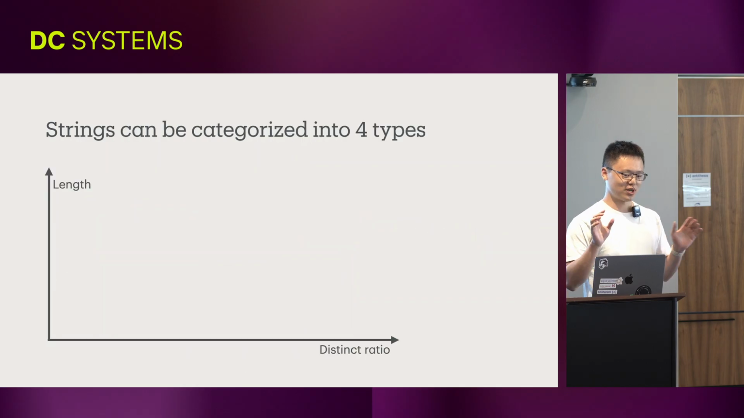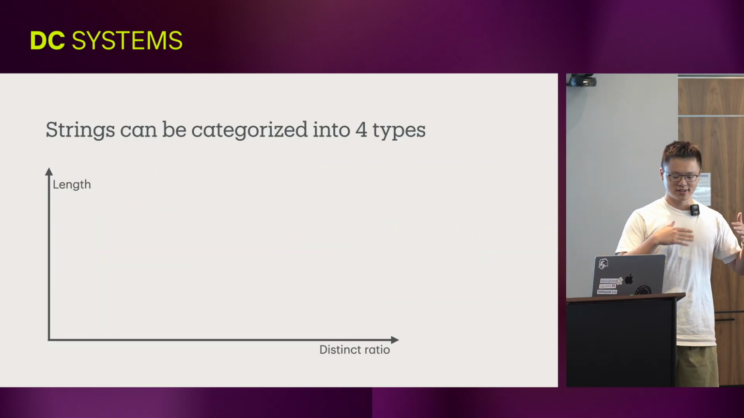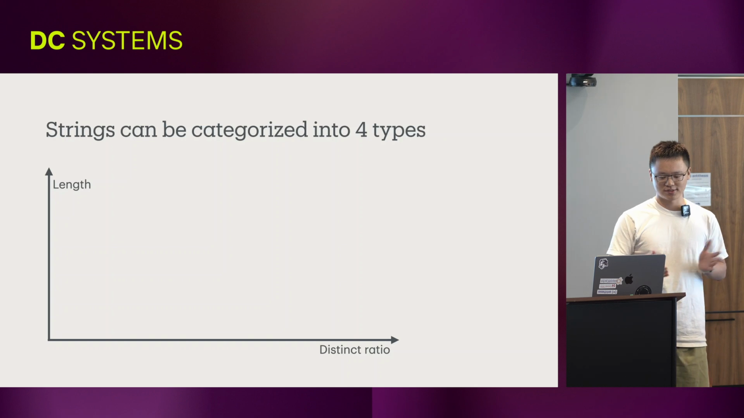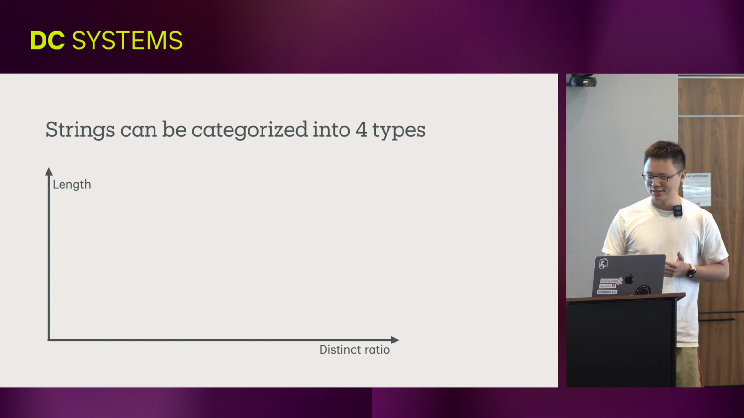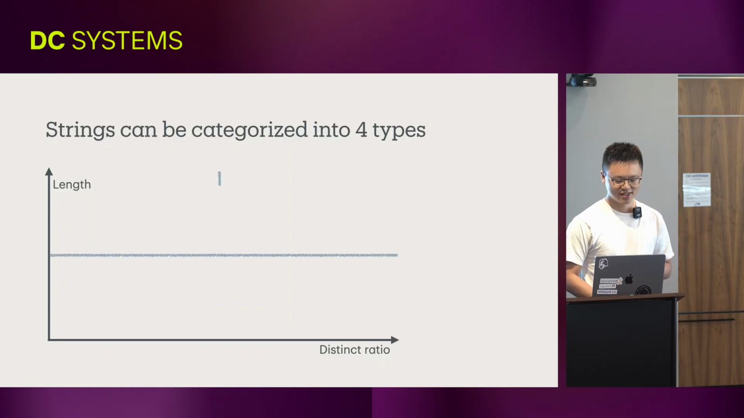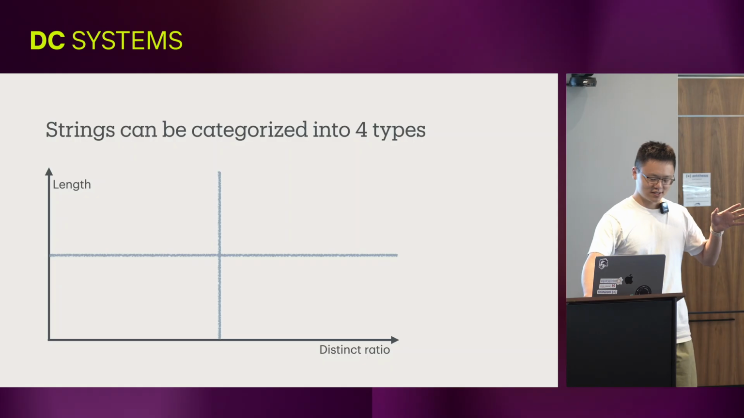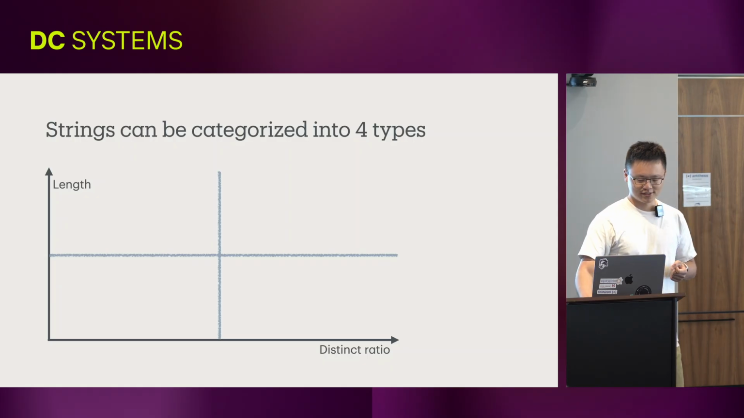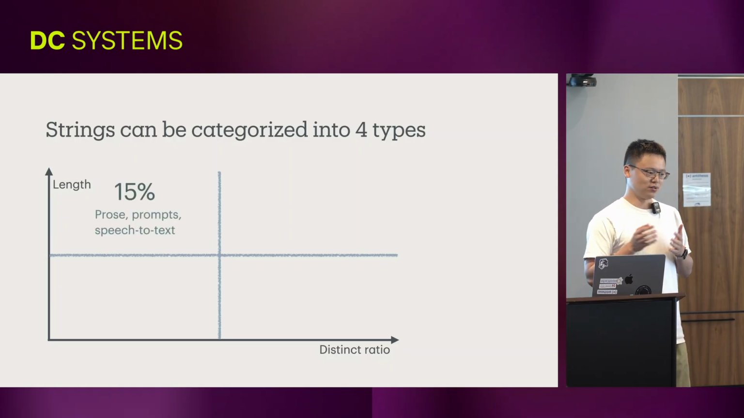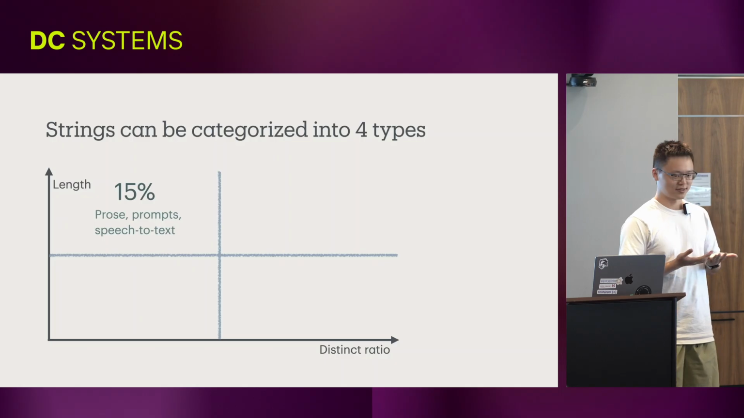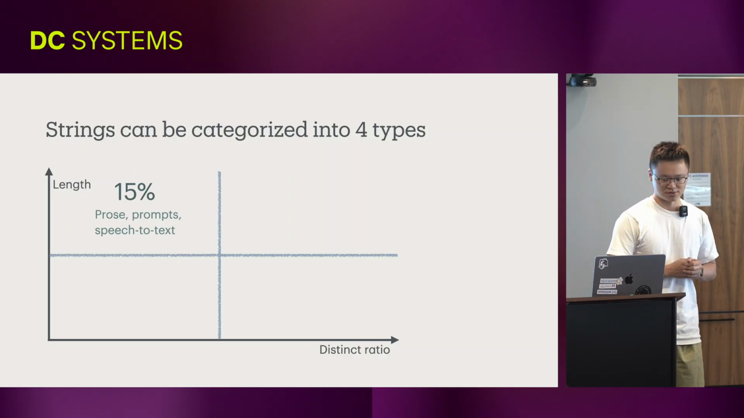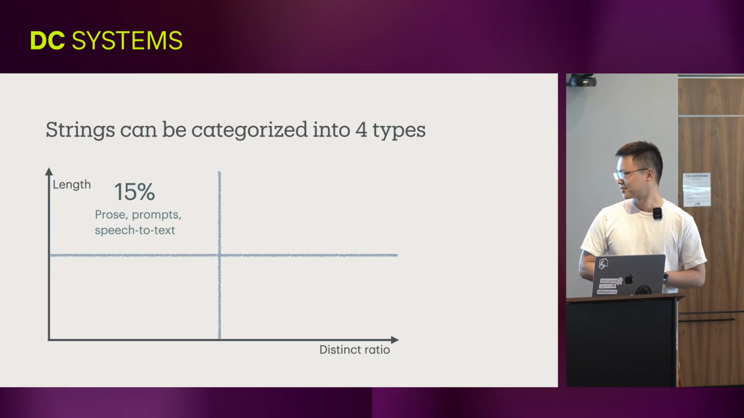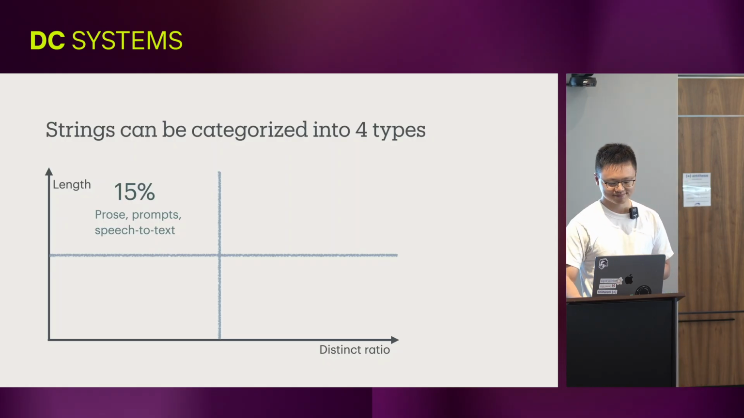Then we try to categorize, look deeper into the strings and how people use them, and we categorize them into 4 types along the 2 axes. Basically, on the left top are the repetitive but super long strings. Those are like prose, prompts, speech-to-text, human comments, descriptions. Those are natural language strings. Those account for 15% of the strings.